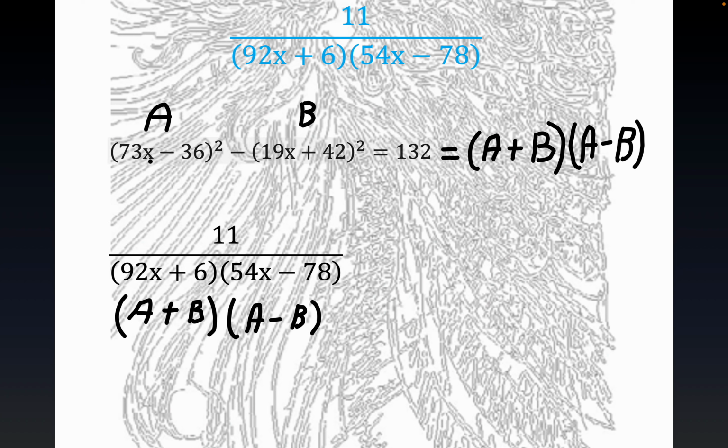In other words, if a is 73x minus 36, 73x plus 19x gives you the 92x you see right here. Then minus 36 plus 42 gives you the plus 6 you see right here. In a similar fashion, this would give you a minus b, right? 73x minus 19x is 54x, and minus 36 minus 42 is minus 78. So we see that this a plus b times a minus b is equal to 132, so this is equal to 11 over 132.